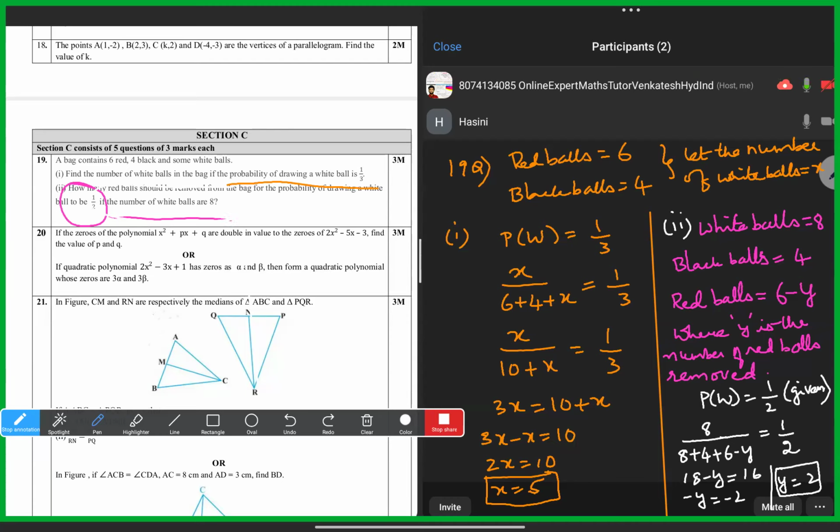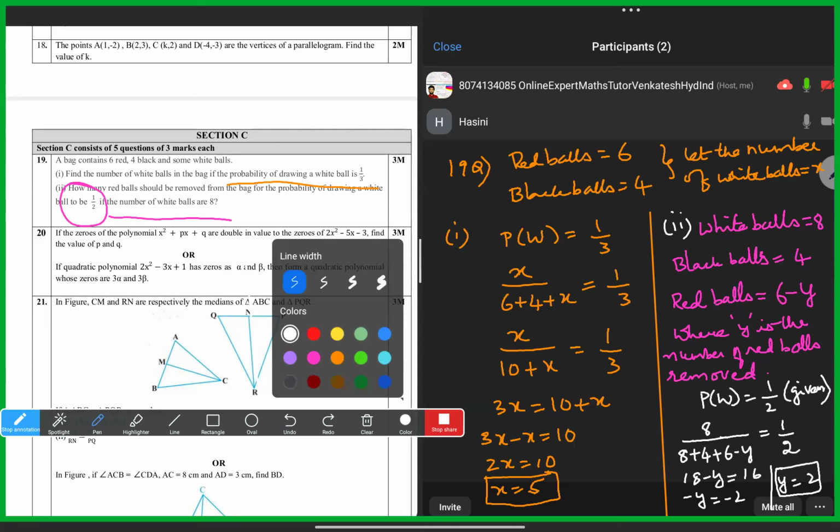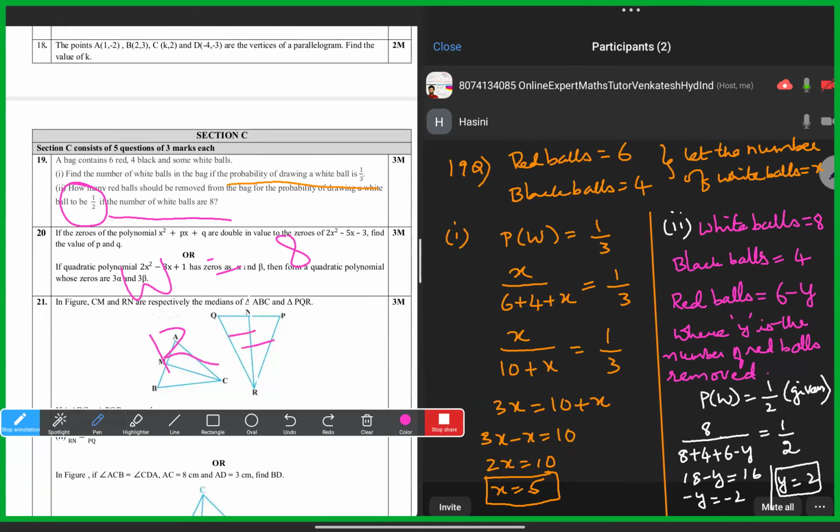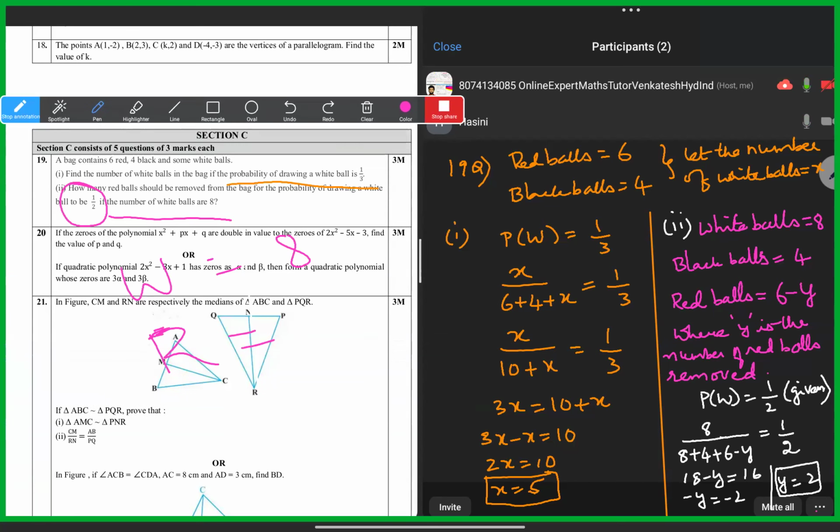What is the number of white balls? What is the number of red balls removed? That is the second question. Yes, sir. So we took that as y. If we want, we can verify it now. In the second question situation, white balls are 8. Red balls are originally 6, now 2 are removed. We got y as 2. So 6 minus 2, how much? Originally 6 red balls are there, 2 got removed. We are doing verification as to whether it's correct or not. So 6 minus 2, how many red balls are present?